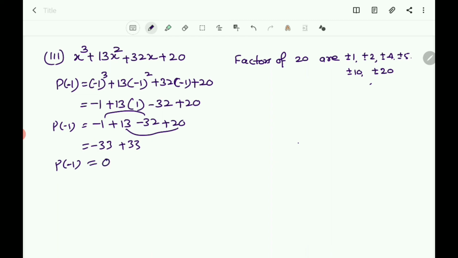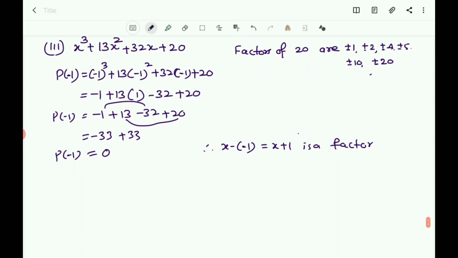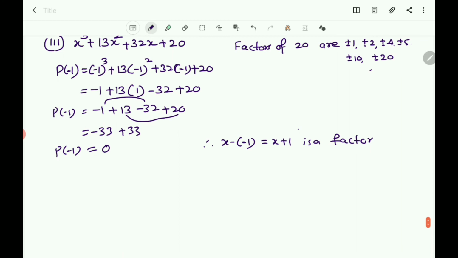By the trial and error method you got one factor, therefore you can take x - (-1) = x + 1 as a factor. Now you divide x cube + 13x square + 32x + 20 by x + 1 to get the second factor. That is x cube + 13x square + 32x + 20 divided by x + 1.